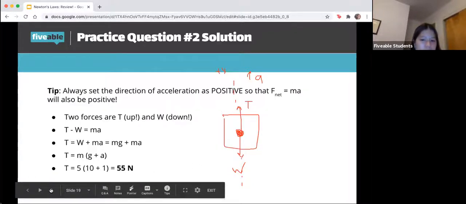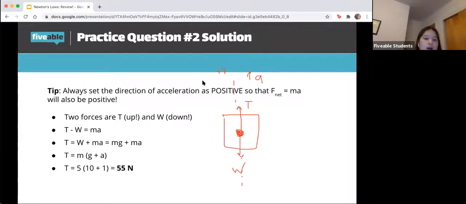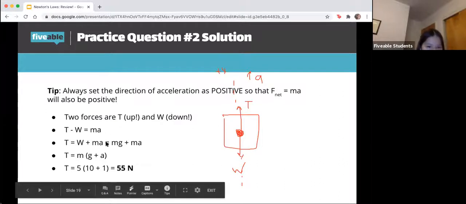Pulled up. Yep, pulled up. That's what I had in my notes. Okay, so yeah, pulled up. Accelerate up. Okay, so yeah, I have the steps listed here.